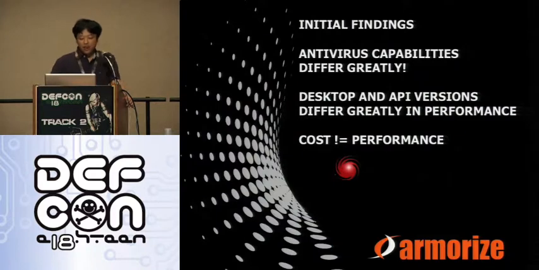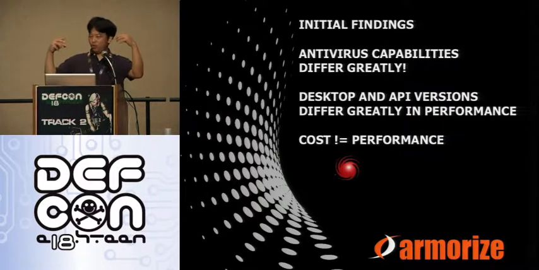Initial findings. Antivirus capabilities differ greatly. Desktop and API versions differ greatly in performance, meaning that an antivirus technology which really performs well for its desktop version may perform very poorly for its API version, which is the version that we want to use, right? It's basically a library or a console or an API for us to call. And also cost is not equal to performance. Surprisingly, the most expensive ones may not be the ones with the best performance, at least according to our testing.